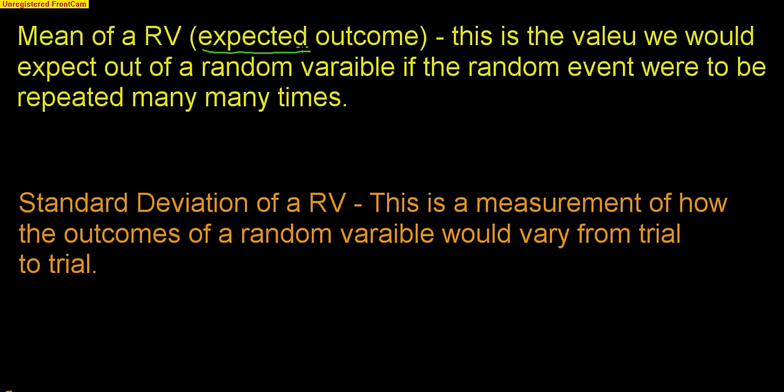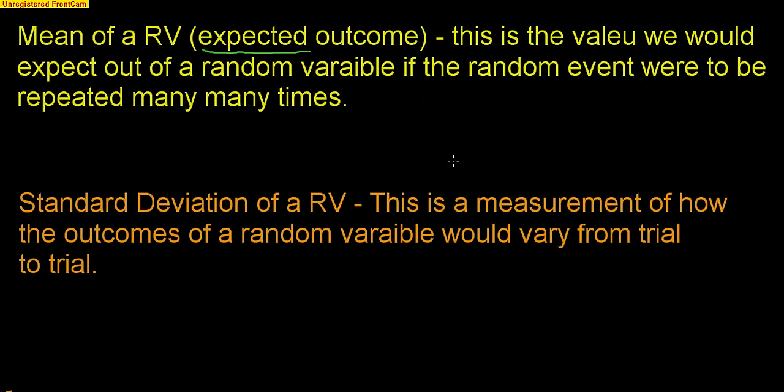All right, the standard deviation of a random variable, well, this is a measurement of how the outcome of a random variable would vary from trial to trial. So since the idea of an expected outcome is that we're going to repeat this random event many, many times, well, then that value could vary. Sometimes it might be a little higher, sometimes it might be a little bit lower. So this actually makes a lot of sense.